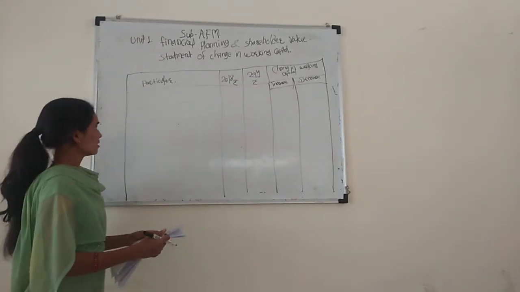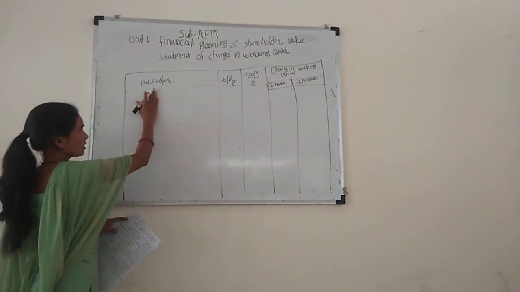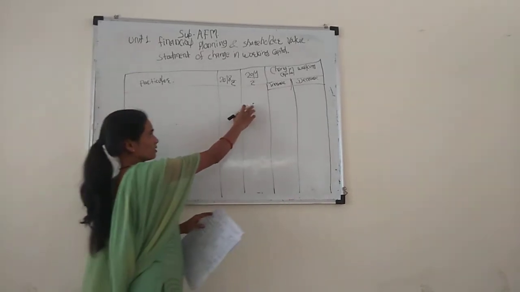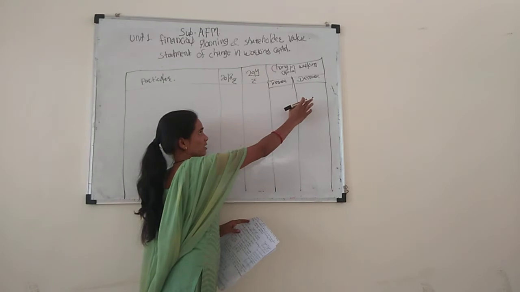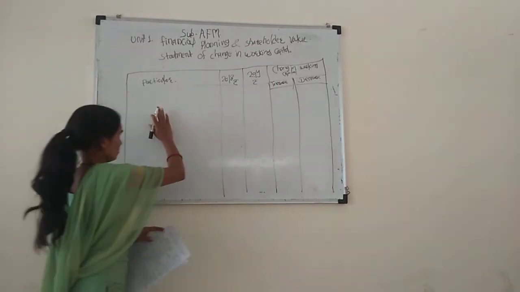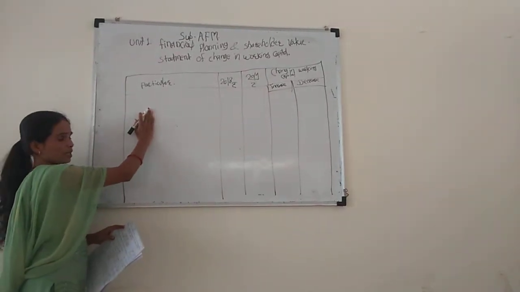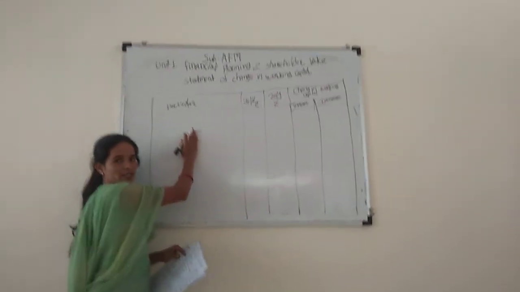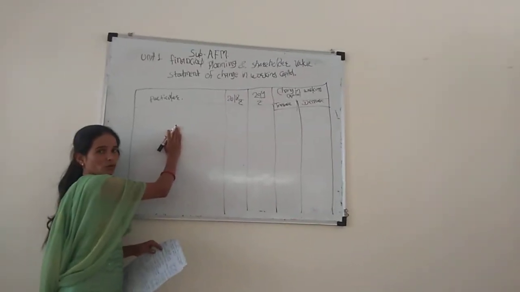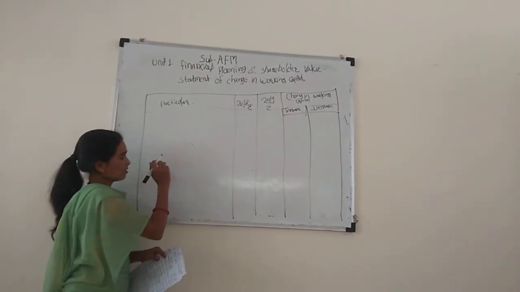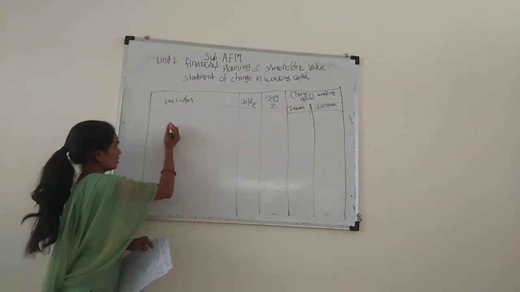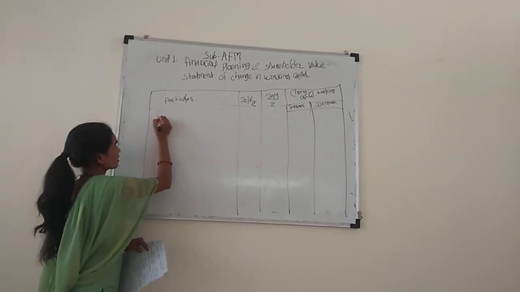Show the balance sheet. This side is the particular 2018 and 2019, and this is increase and decrease. The working capital formula is current asset minus current liability is equal to change in working capital. This side shows the current asset. First one is current asset.